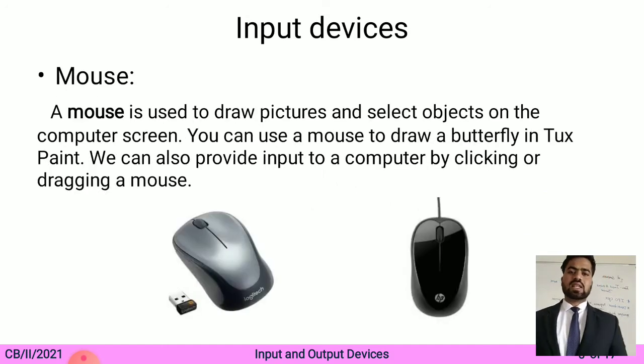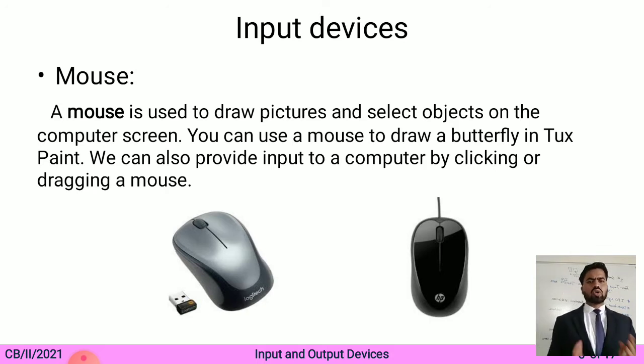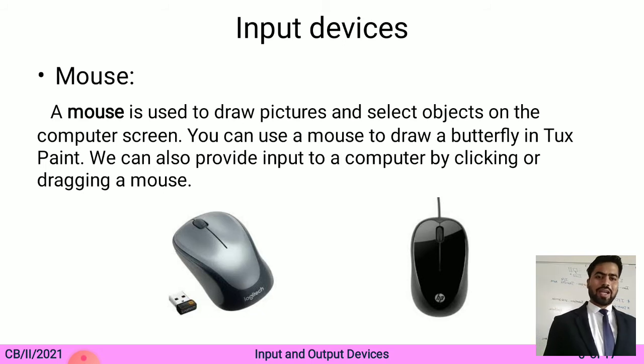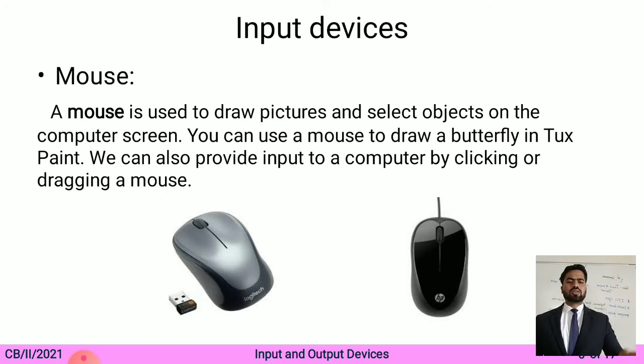Next one is the mouse. A mouse is used to draw pictures and select objects on the computer screen. It is also called a pointing device, where you can open or close any application with the help of it. There is no worry about it; you can use it very smoothly. You can also draw a butterfly in Paint, and with a single click you can open or close your application.